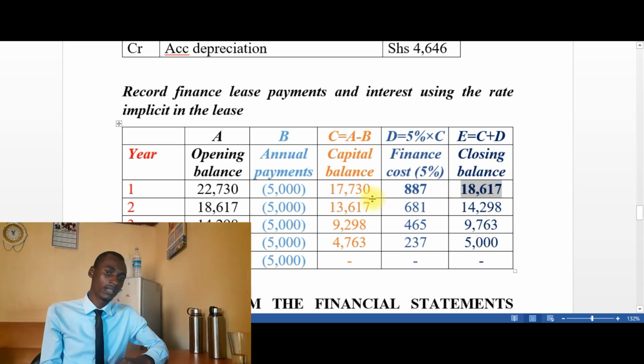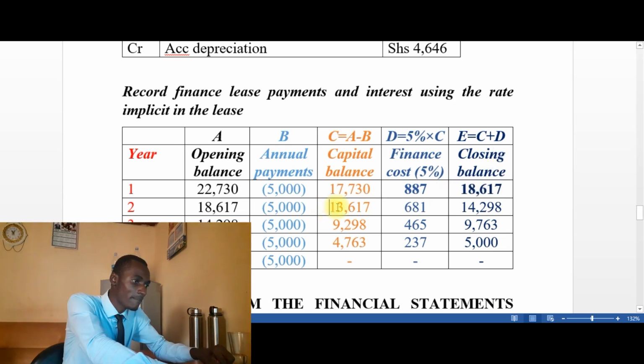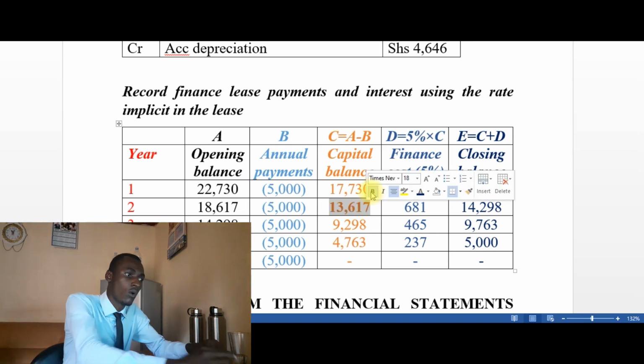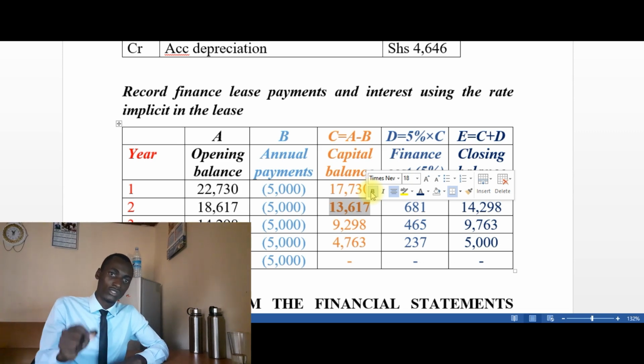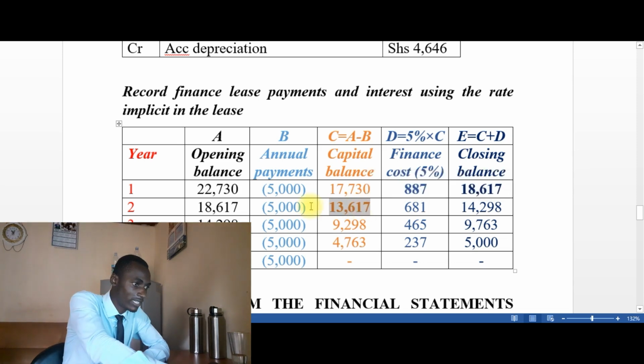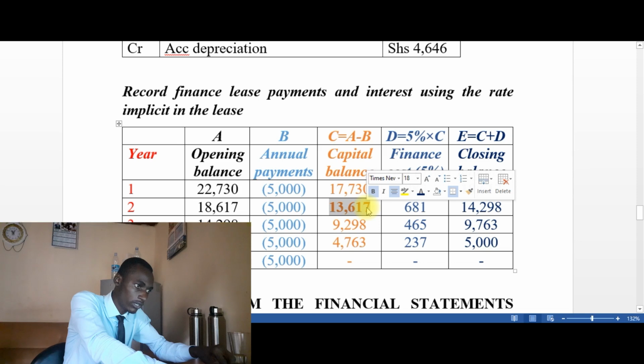What is the non-current liability? The non-current liability is the capital outstanding balance of year 2, because the payments are always made at the start of the year. So our balance is 13,617. That is after removing 5,000 from the total liability at the end of the first year. So this is the total liability, but the non-current portion of it is that.